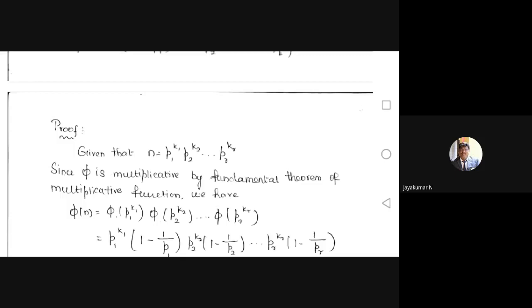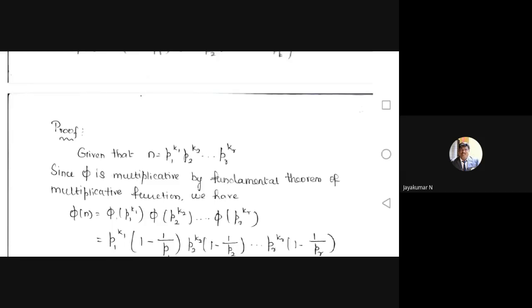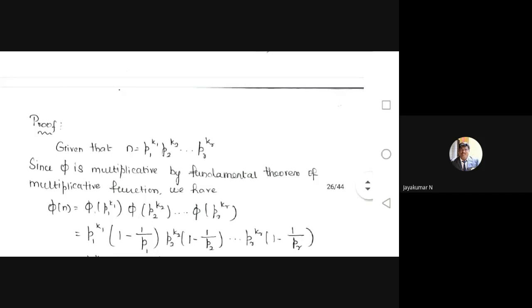If you multiply p1 power k1 within the bracket term, within the bracket there is 1 minus 1 by p1. p1 power k1 into 1 gives p1 power k1, then minus p1 power k1 into 1 by p1 means p1 power k1 minus 1. Here p1 power k1 is taken as a common factor. So phi of p1 power k1 is equal to p1 power k1 into 1 minus 1 by p1. Then phi of p2 power k2 means p2 power k2 into 1 minus 1 by p2.